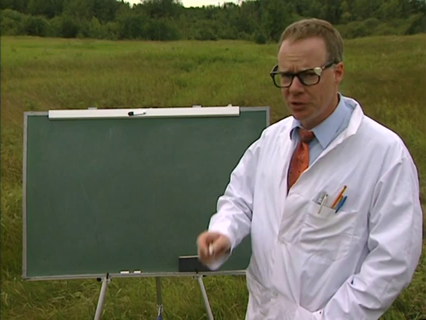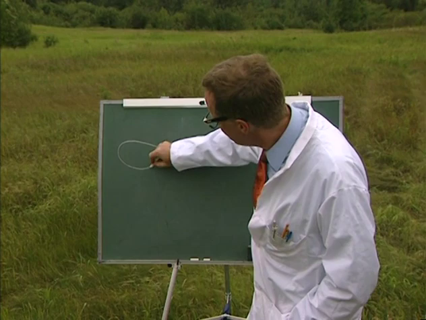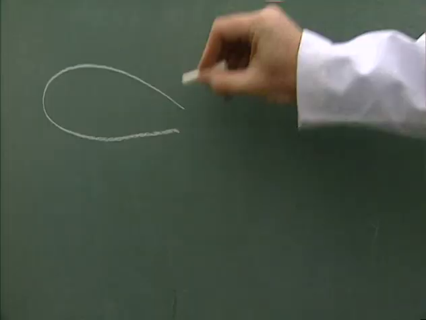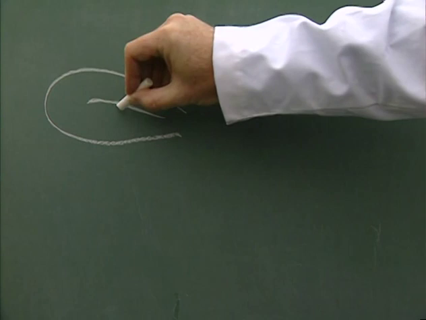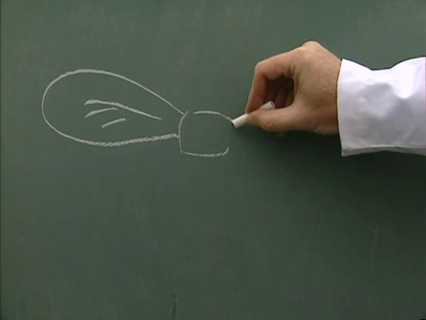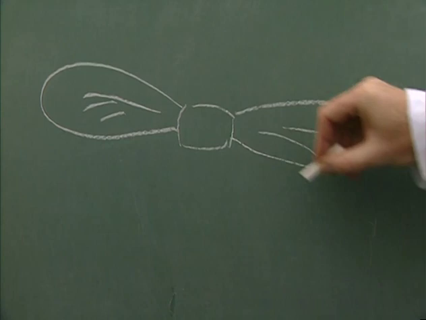Let me diagram for you here. A typical Hemipteran insect wing. The wing is all of one general sort with a few veins in it. Put a thorax in there. Another very like wing. There we go, and a couple of hind wings. An abdomen.